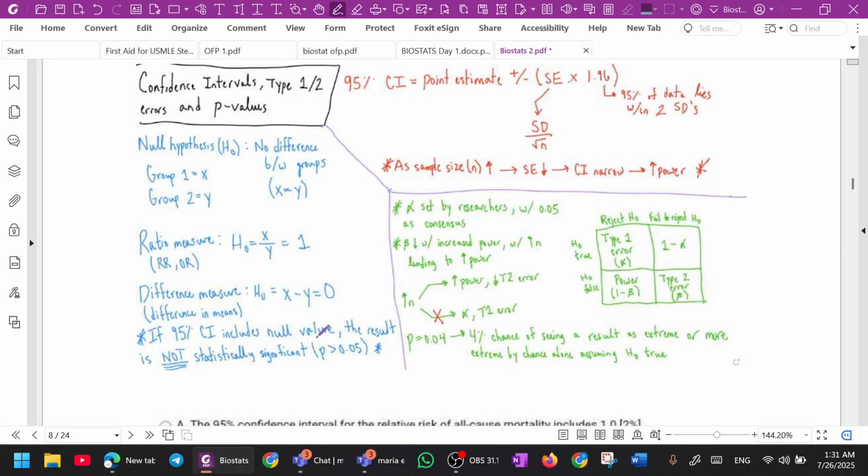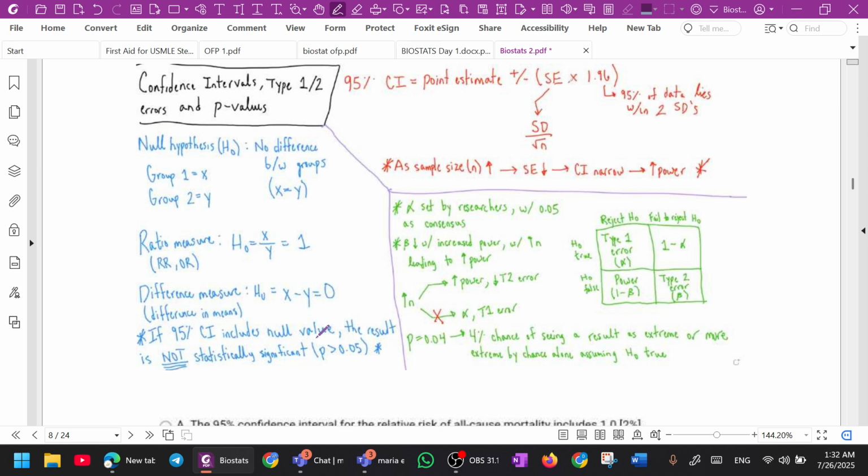But the beta, which is type 2 error, is the one that usually changes. If the type 2 error decreases, then that increases the power. It makes sense from here. When the sample size increases, that also increases the power. So when sample size increases, power increases, and automatically type 2 error decreases. That's why he made the table here.